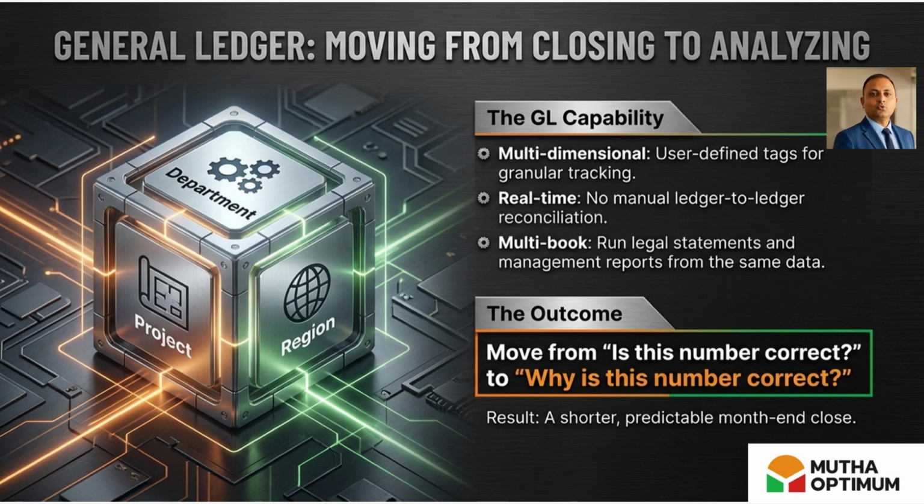Practical impact for controllers: month-end close becomes shorter and more predictable. You can run legal statements and management reports from the same data with different rules and books. Trial balances, intercompany reconciliations, and eliminations are automated and repeatable. Instead of "is this number correct," you can move to "why is this number correct." Controllers can focus on variance analysis, commentary, and steering the business.